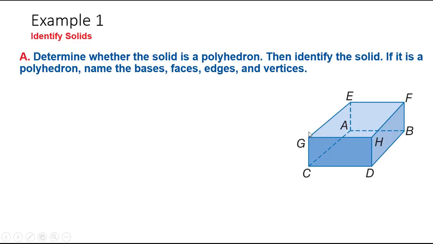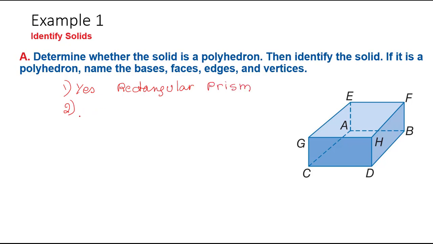Now we're going to check our knowledge here. First, is this a polyhedron or not? Yes, it is a polyhedron. Number 2, name this polyhedron. It has two bases the same, so it is a prism. It is a rectangular prism.